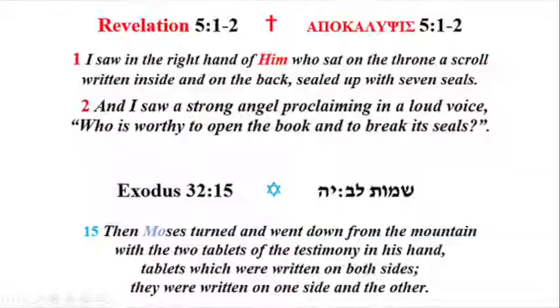Look at Exodus 32:15. It says, when Moses turned and went down from the mountain with the 2 tablets of the testimony in his hand, tablets which were written on both sides. They were written on one side and the other. Notice, the ketubah is the paper that is being held in Revelation 5. It's written on the inside and on the back. That's one of the traits of a ketubah. It's written on both sides of the page.